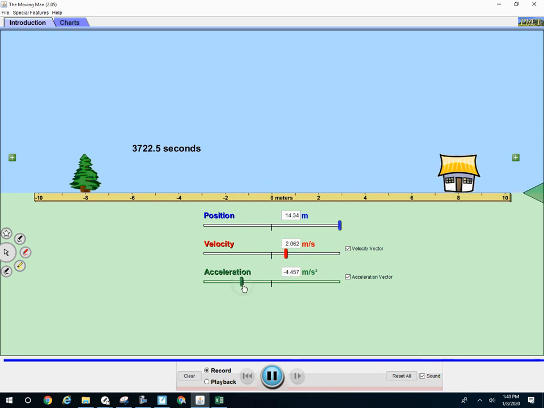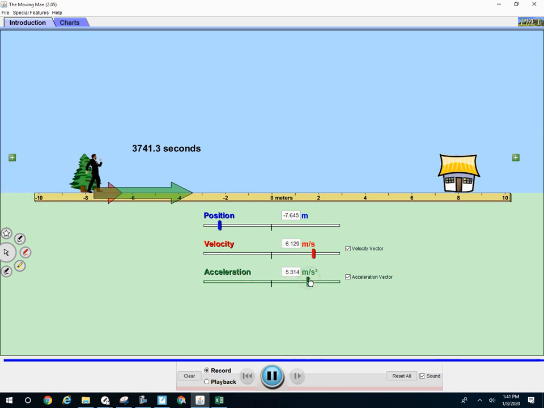So negative acceleration. Let's start over. Bring him back. Okay, speeding up. So this means must be slowing down. But wait, I'm speeding up. Okay, but now I'm slowing down. Okay, wait, now I'm speeding up. Now I'm slowing down. But now I'm speeding up. So wait, hold on a second.